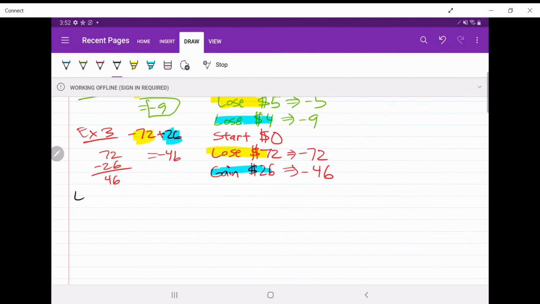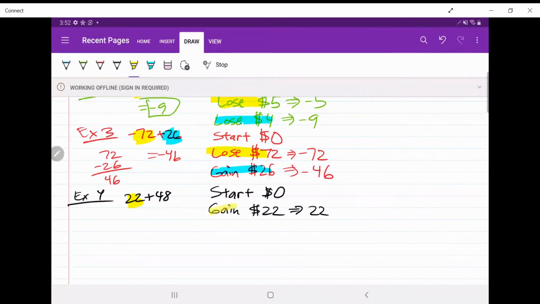And then lastly, 22 plus 48. So we start at $0. Then we gain $22. So now we're at 22. Then we gain another $48. And if we get another $48, we're no longer at 22. Now we're at $70. And these are the notes for adding integers.